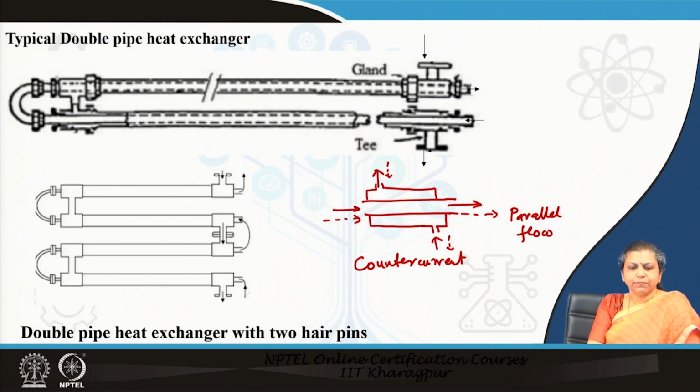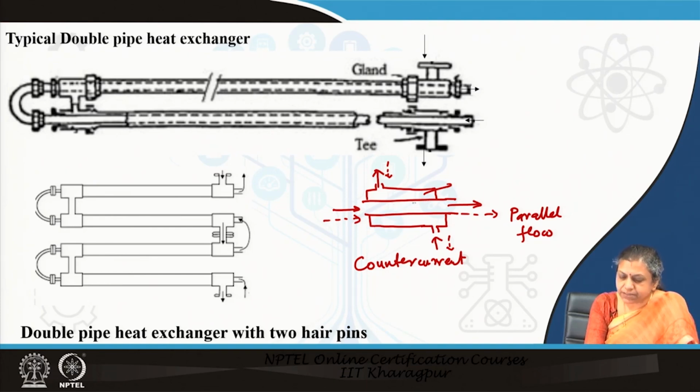So, the simplest arrangement, as I have told you, is a concentric pipe arrangement, where one fluid flows through the inner pipe and the other fluid flows through the annular area between the inner and the outer pipe. Under this condition, through which particular wall does the heat transfer take place?